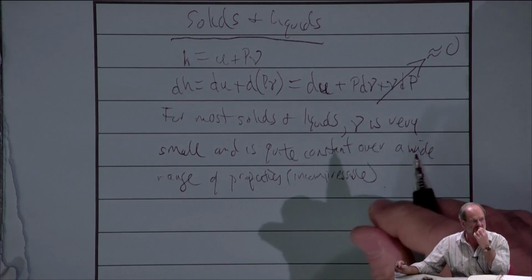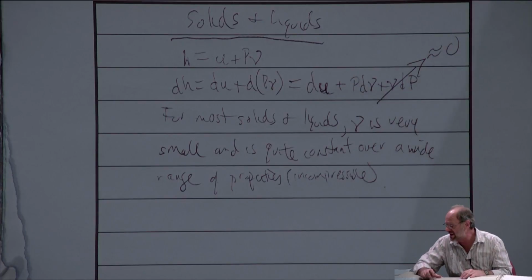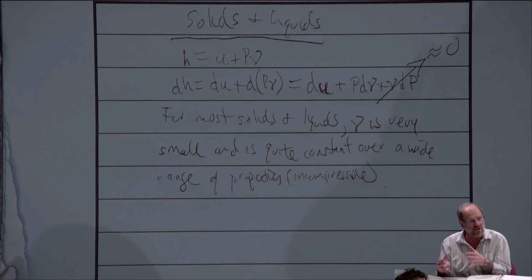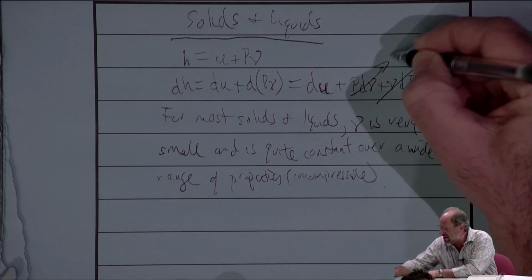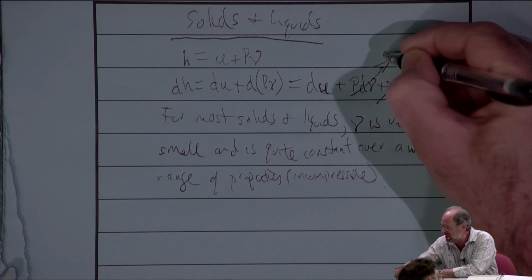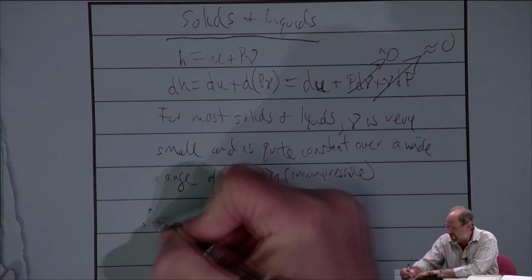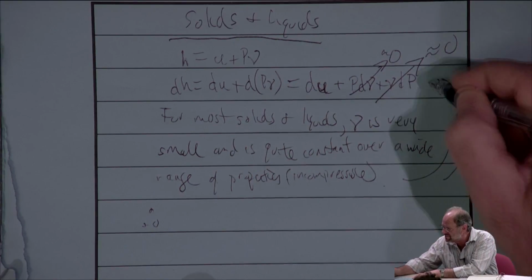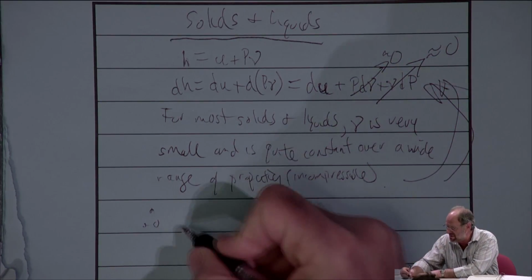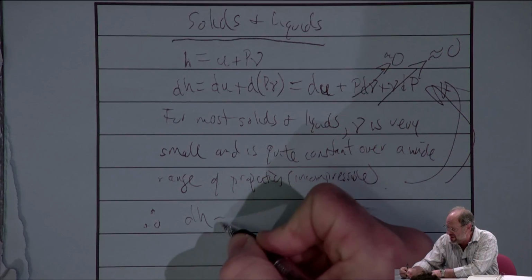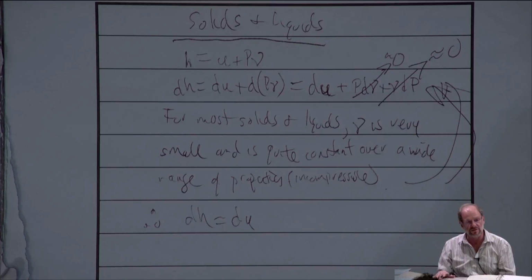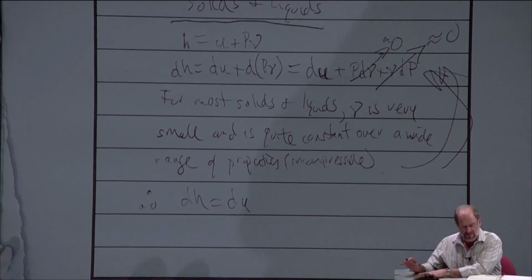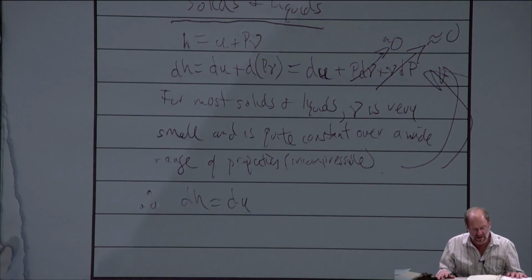And anybody who's taken a fluids class knows that the fluids class you've taken deals with incompressible fluids, right? They don't change their density. So in other words, dV is also going to be approximately equal to 0. So therefore, what we find is that the change in enthalpy is essentially equal to the change in the internal energy. Now, with this in mind, let's get back to the specific heats.